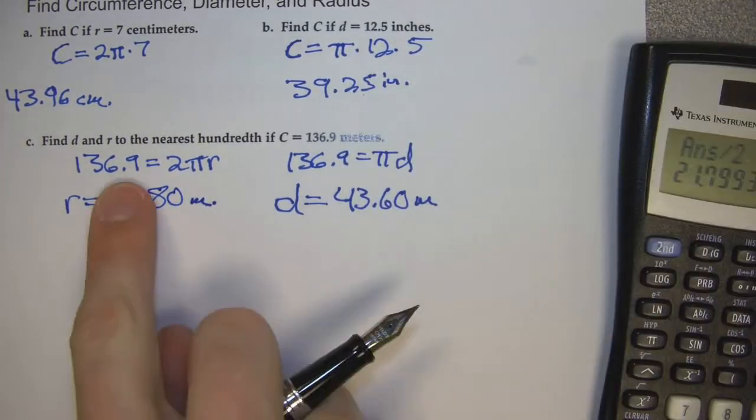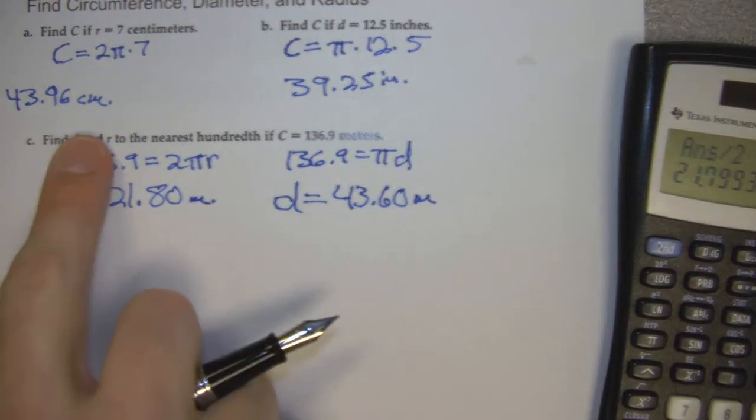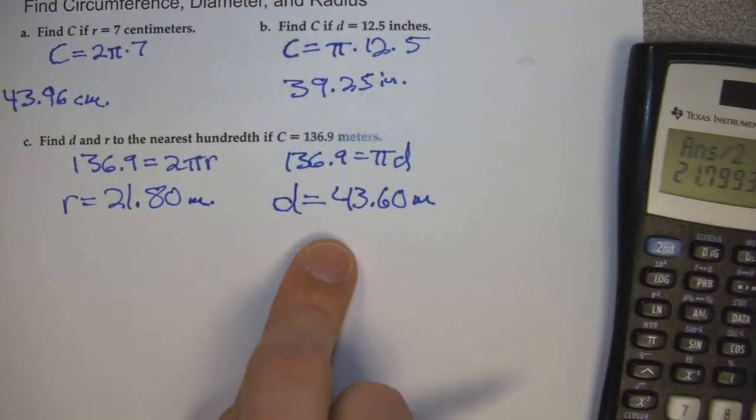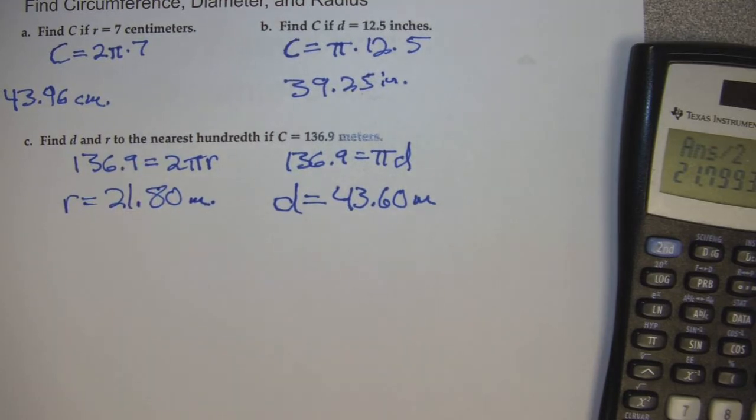Cool. So again, use whichever formula you need for the moment. In this case, since we had to find both, an easy way to do it would just be to use this version, get your diameter, and then have that, and you're home free.